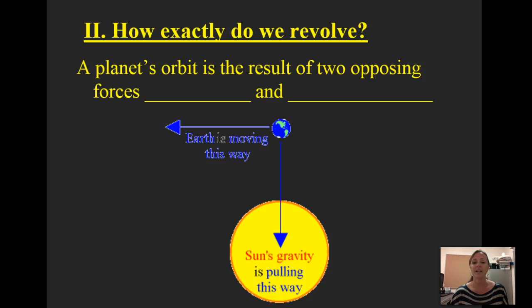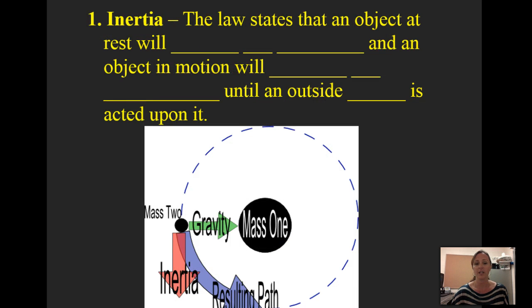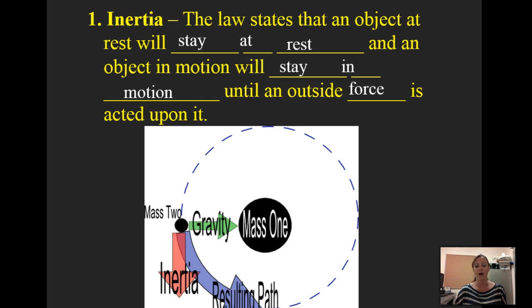So how exactly do we revolve, or how do we go around the sun? Well, a planet's orbit is the result of two opposing forces on the planet. It's forces of inertia and the forces of gravity. Now, let's look at this a little more closely. Inertia is the law that states that an object at rest will stay at rest, and an object in motion will stay in motion until an outside force is acted upon it.